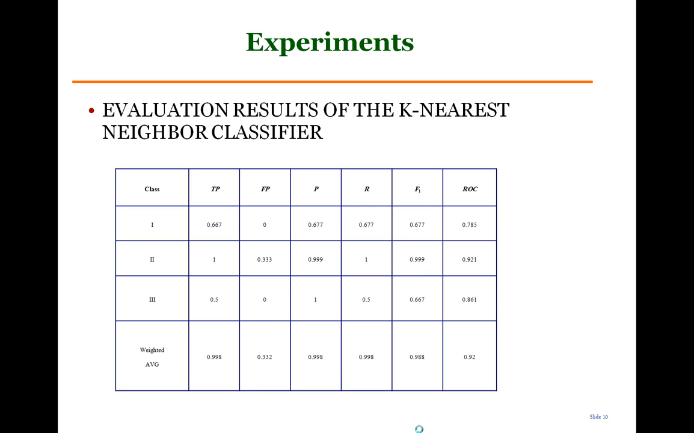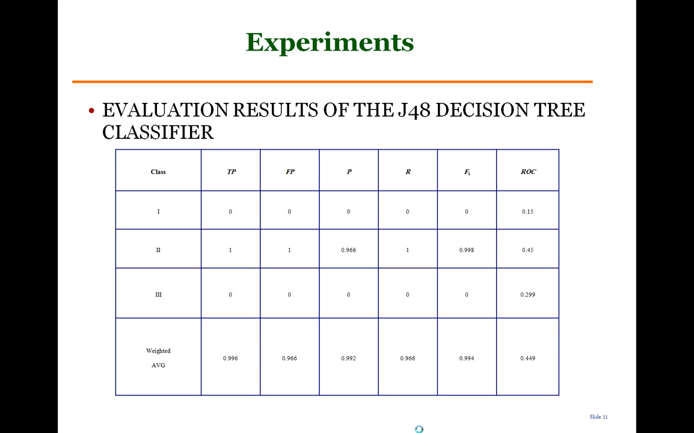Also, this slide shows the results of different measures used in this study for another classifier called the K nearest neighbor classifier. The third classifier used in our study, applied with the same measures on the three classes mentioned before, is the J48 decision tree classifier.